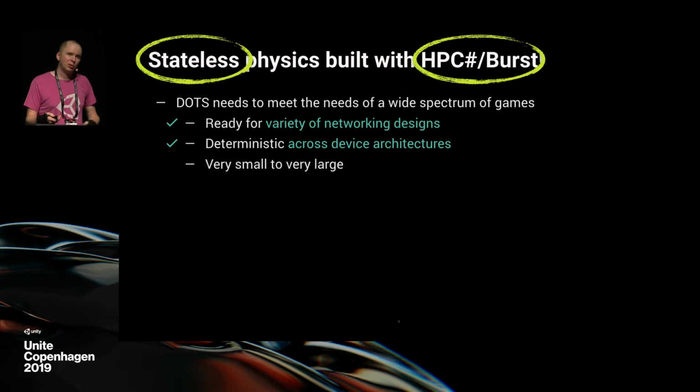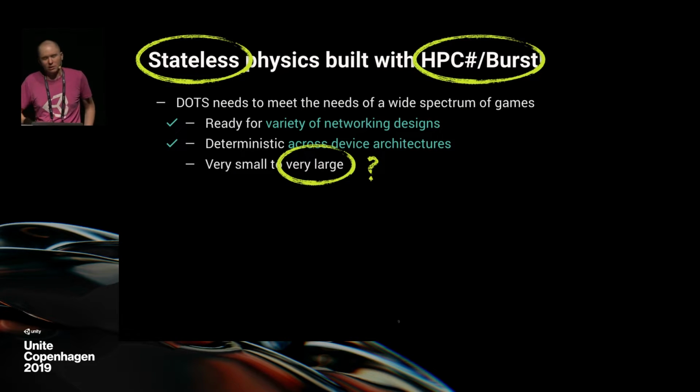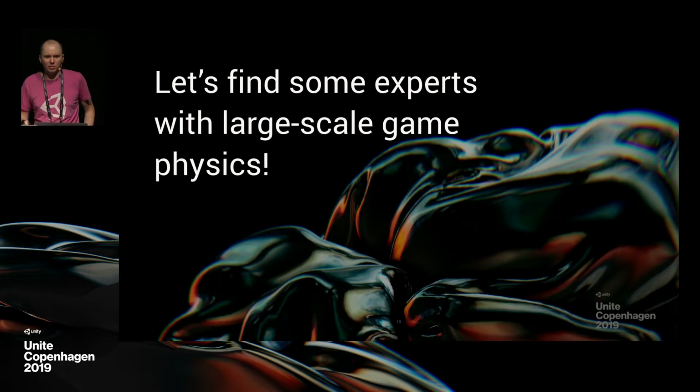Similarly, if we're building on top of Burst, Burst is going to be the tool by which we achieve cross-architecture determinism. And so if we build a stateless physics engine on top of that, then as that becomes ready, it's something that we'll be able to take advantage of from a physics standpoint. The question, though, is whether this can scale to the very large scenario, right? If you have a stateless physics engine, you don't have bodies going to sleep, for example, and so it may not be well suited to large-scale open-world environments. How are we going to solve that problem?